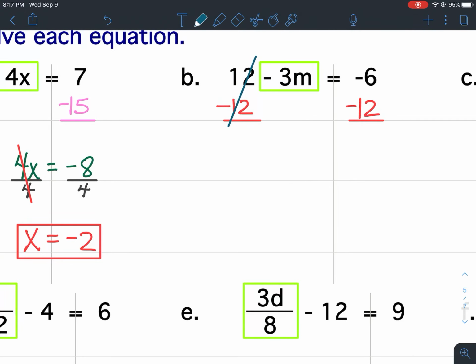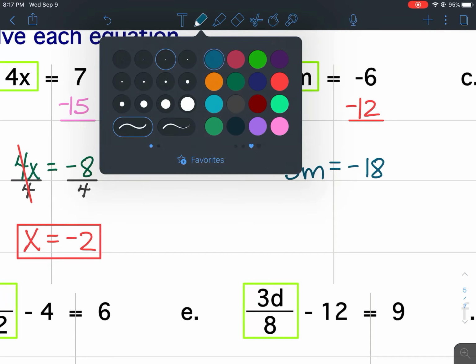The 12s will cancel. Make sure you don't forget the negative with the 3 when you bring down the negative 3m. Keep your equal signs lined up. Negative 6 and negative 12, those signs are the same, so I will add and keep the sign. Use your calculators, guys. I hope that you could do negative 6 minus 12 in your head, but make sure you're doing it correctly and just double check your work with the calculator.